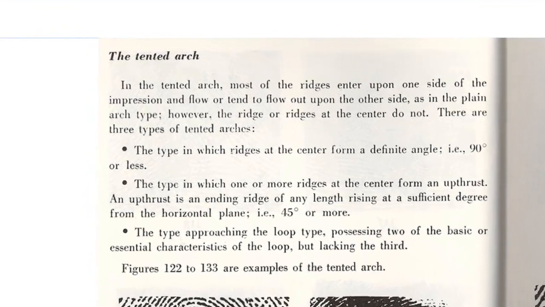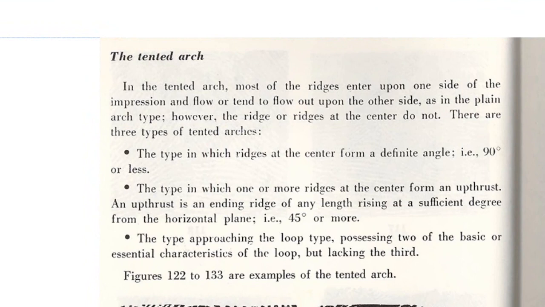In the tented arch, most of the ridges enter upon one side of the impression and flow or tend to flow upon the other side, as in the plain arch type. However, the ridges or ridge at the center do not. There are three types of tented arches.